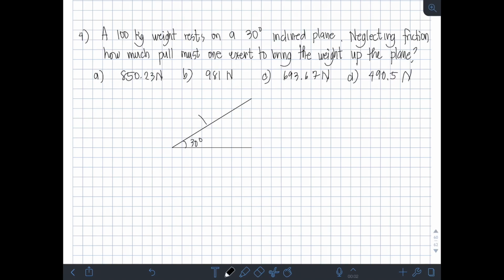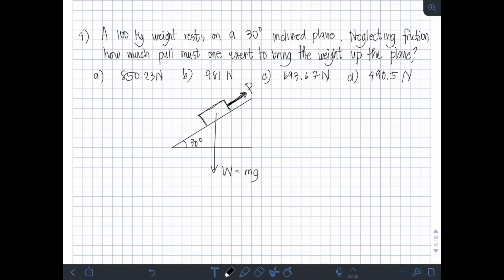So, let's say this is our 100 kilogram weight. Directly downward, its weight is always equal to the product of mass times acceleration due to gravity, right? Now, the question is, neglecting friction, how much pull must one exert to bring the weight up the plane? If we don't exert any pull upward on this weight, the tendency is for it to slide down, right? So, to prevent it from sliding down the plane and keep it in this position, we need to exert a force P in this direction. It is unknown; that is what we will find.